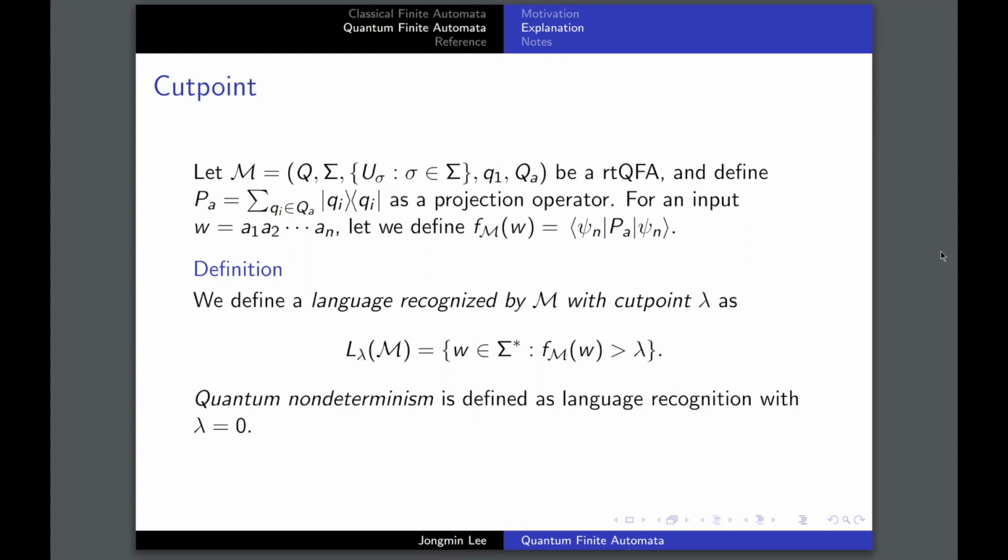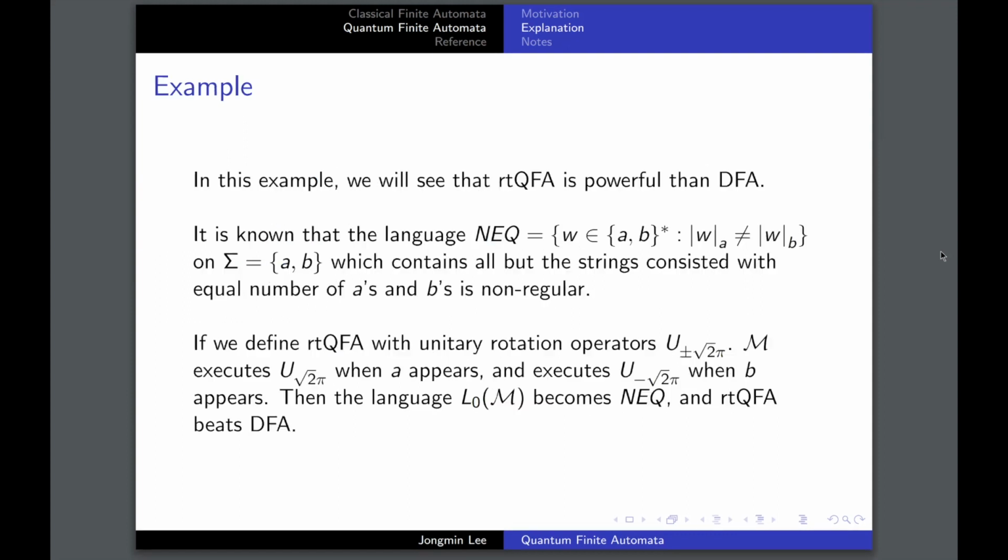There is a terminology, quantum non-determinism, which is the case of lambda equal to 0. It excludes only the zero probability case. That is called quantum non-determinism.